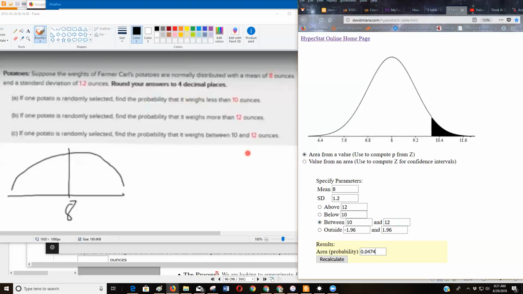So that's how you use the David Lane applet. As you can see, it's a little easier. I think it's easier. It's not cheating. I mean, you still have to interpret what you're seeing. So I encourage you to check it out.